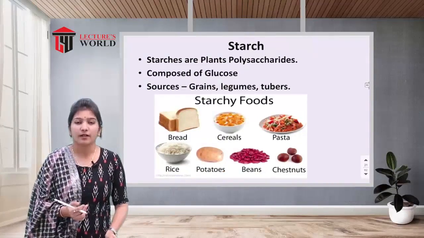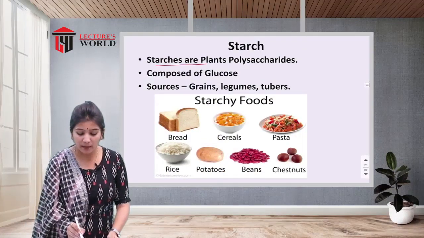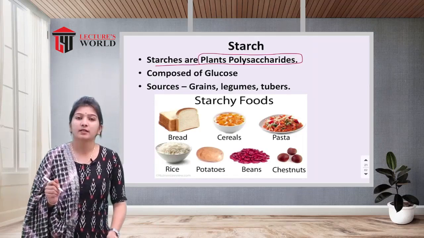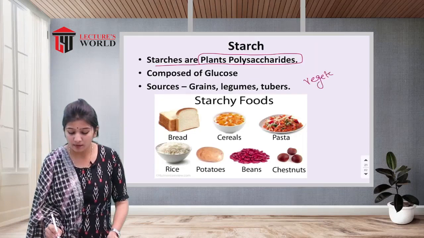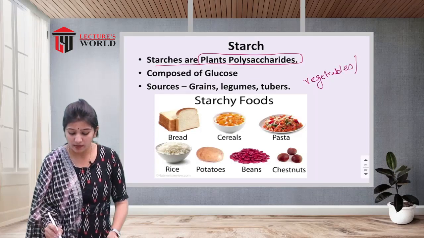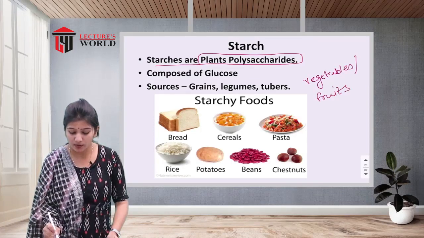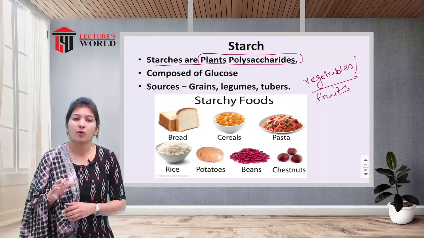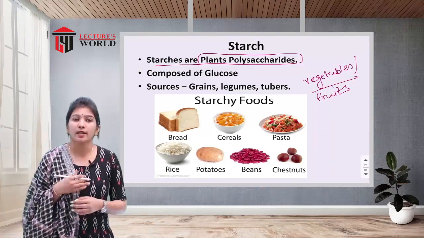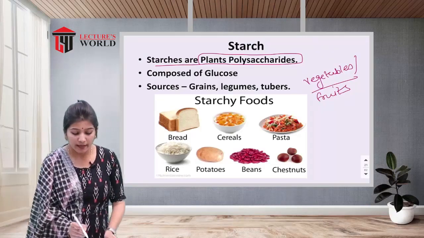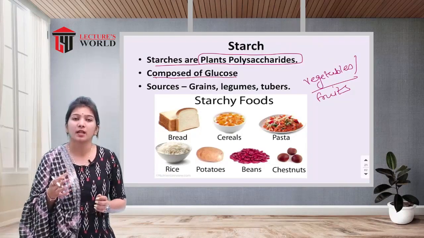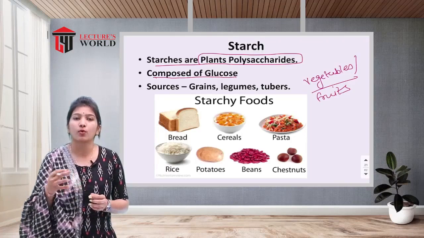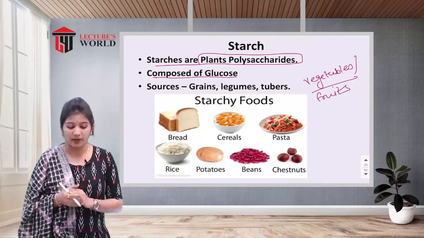Next is starch. Starch is a plant polysaccharide. Where do we find starch? Starch is in vegetables and fruits. In short, it is found in plants, in vegetarian sources. It is composed of glucose. A number of glucose units make the starch.